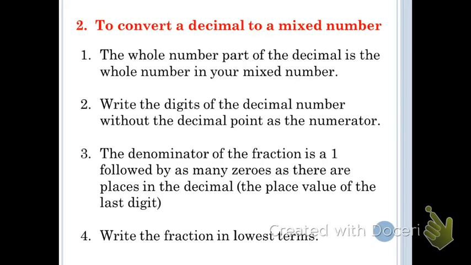To convert a decimal to a mixed number: 1. The whole number part of the decimal is the whole number in your mixed number. 2. Write the digits of the decimal number without the decimal point as the numerator. 3. The denominator of the fraction is a 1 followed by as many zeros as there are places in the decimal, the place value of the last digit. And 4. Write the fraction in lowest terms.